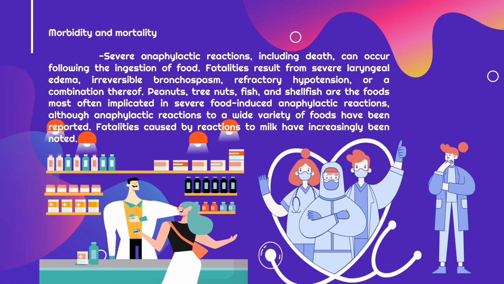In morbidity and mortality, severe anaphylactic reaction, including death, can occur following the ingestion of food. Fatalities result from severe laryngeal edema, irreversible bronchospasm, refractory hypotension, or a combination thereof. Peanuts, tree nuts, fish, and shellfish are the foods most often implicated in severe food-induced anaphylactic reactions, although anaphylactic reactions to a wide variety of foods have been reported. Fatalities caused by reactions to milk have increasingly been noted.